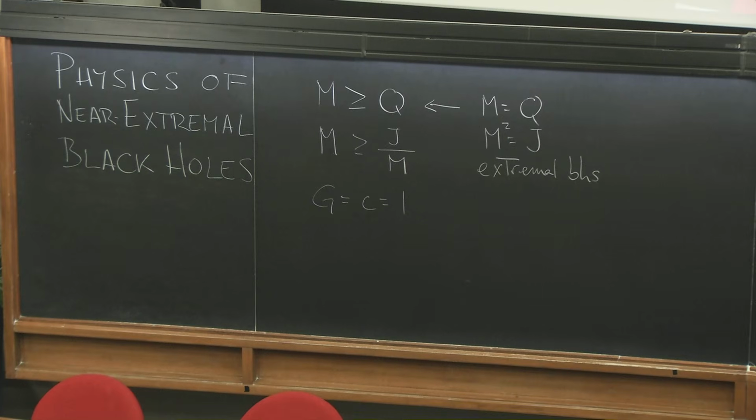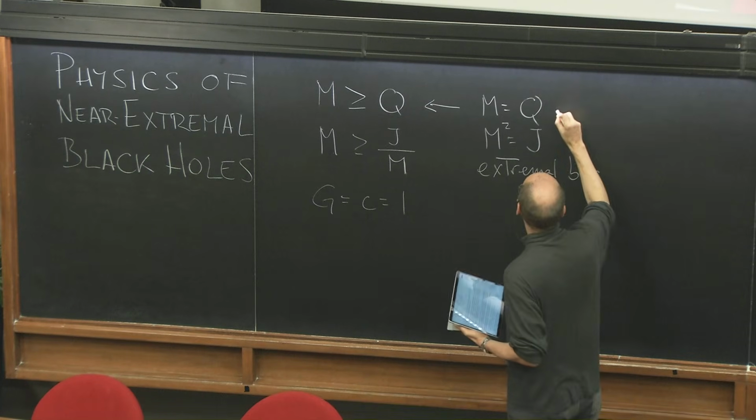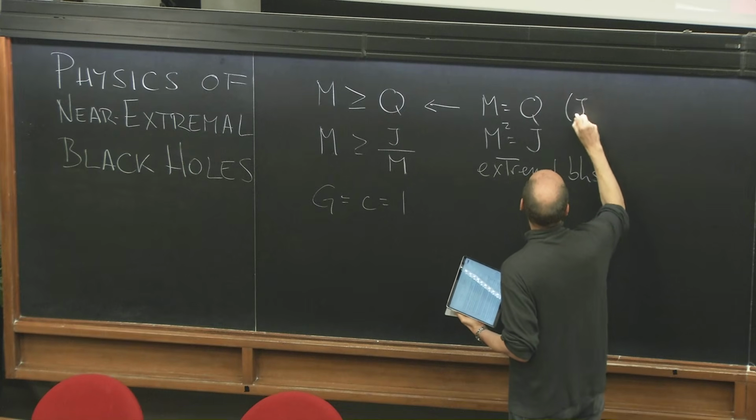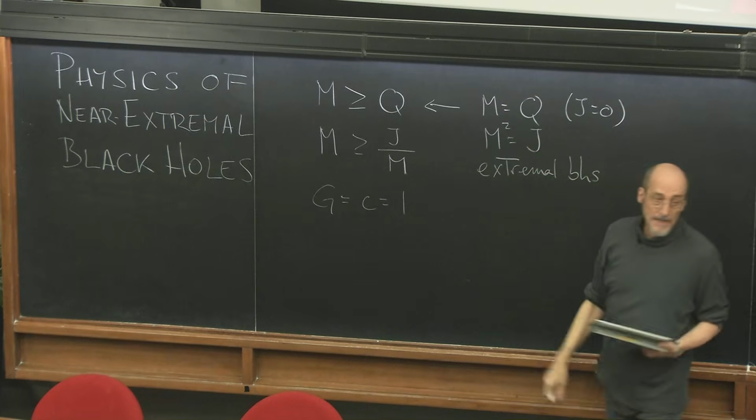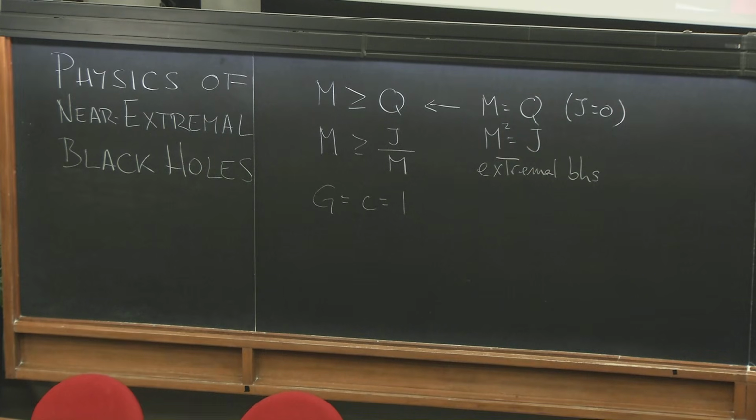So I'm going to do mostly spinless, so this would be J equals 0, spinless charged black holes. Okay.